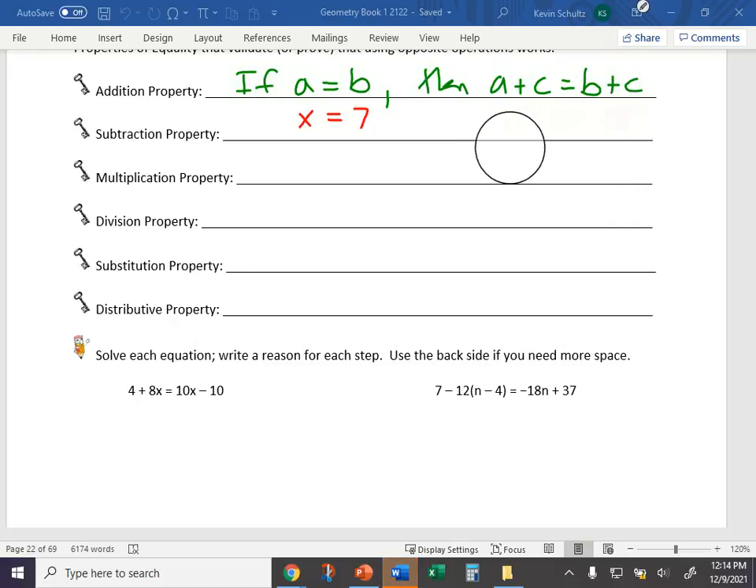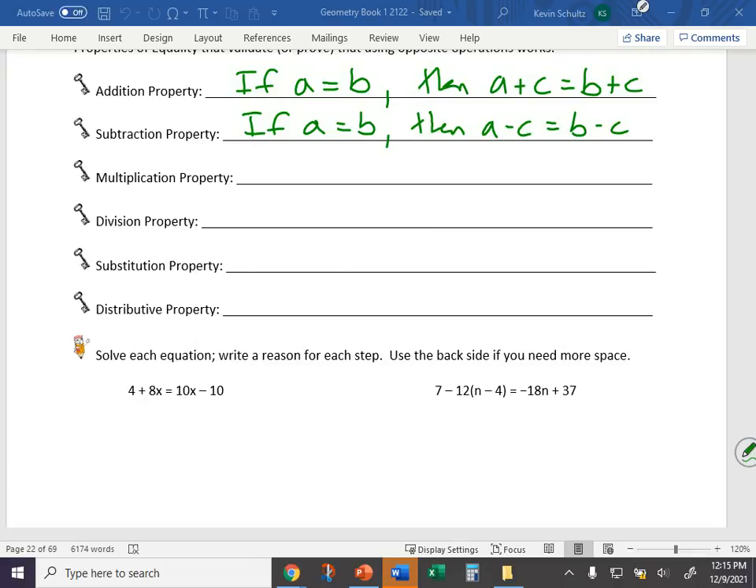Okay? So what do you suppose the subtraction property is? Again, starting with the same thing here. If A equals B, what do you suppose the subtraction property says? Blake? If A equals B, then A minus C is equal to B minus C. Exactly. Then A minus C is equal to B minus C. You can subtract the same thing from both sides and the value will stay the same. Again, opposite operations, right? But this is why we're able to do that.